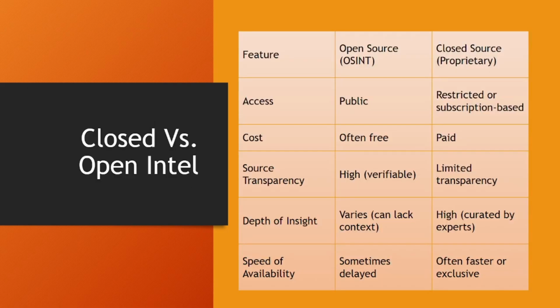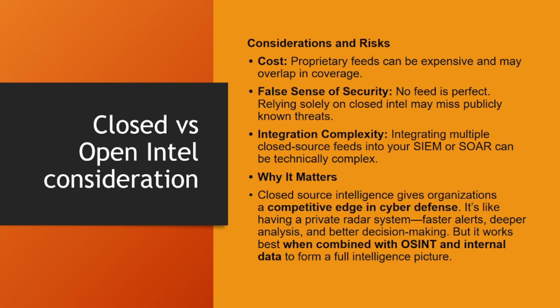Right, and then here we have a chart comparing closed versus open intel. Obviously, the differences are that one is going to be highly transparent, one is going to be free more often than not, the other is going to be paid, and so on and so forth. I'll give you a couple more seconds to take this down or to look at it. All right, moving on. So you've got the closed versus open intel considerations, or what are the risks behind it. It's just a continuation of the chart.